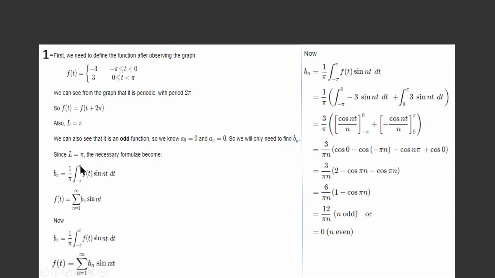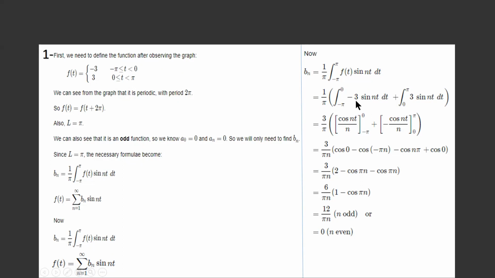Integration from minus pi to pi for your function times sine of 2n pi t over the period. The period is 2 pi, so you cancel 2 pi with 2 pi, and you end up with sine nt. Now, can I integrate from minus pi to pi straightforward? No, because your function is a stepwise function. It has a definition from minus pi to 0 by minus 3, and another definition from 0 to pi by 3. So I will integrate from minus pi to 0 and from 0 to pi.